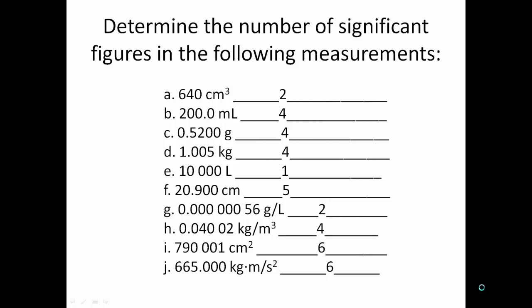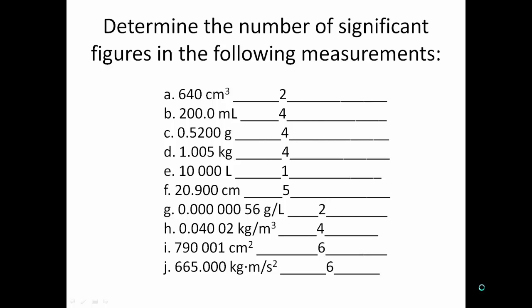In F, that final 0 is behind a decimal point, so it is a sig fig. Count from the first non-zero number to the last, and you get 5 sig figs. In G, none of those zeros in the front are sig figs. That leaves you 2 non-zero numbers, both of which are sig figs. In letter H, the first sig fig is the 4. The last one is the 2 because they're both non-zero numbers. First count from the first sig fig to the last and everything in between, and you get 4.